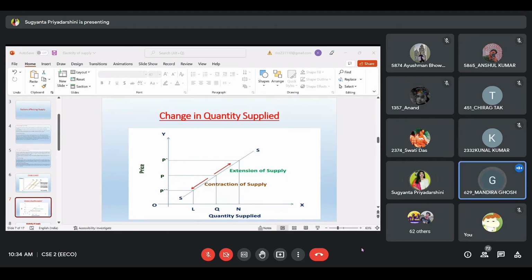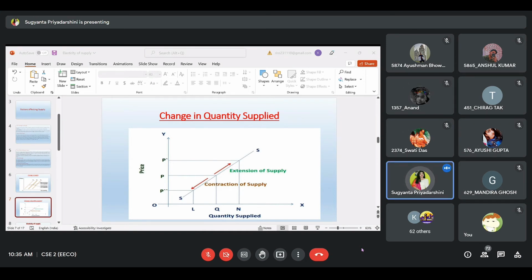When it is OQ, that is, so if price is OP, quantity supplied is OQ. What about OP dash, ON? So what do we observe? Whether we are moving upwards or downwards in the supply curve? Upward. So that is your extension of supply.